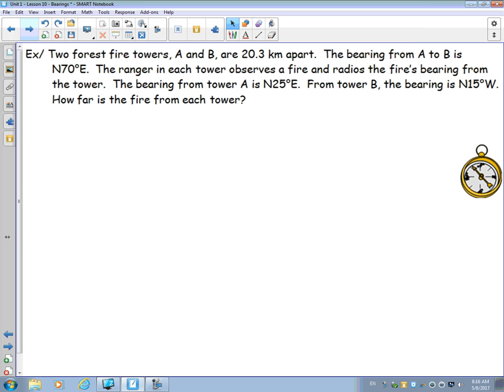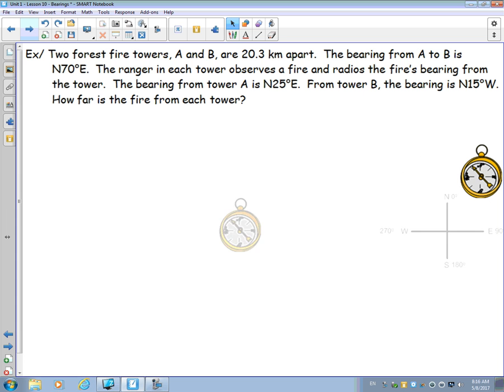Two forest fire towers, A and B, are 20.3 kilometers apart. The bearing from A to B is north 70 east. The ranger in each tower observes a fire and radios the fire's bearings from the tower. So it's one fire, and they're both looking at it. The bearing from tower A is north 25 east, from B, north 15 west. How far is the fire from each tower?